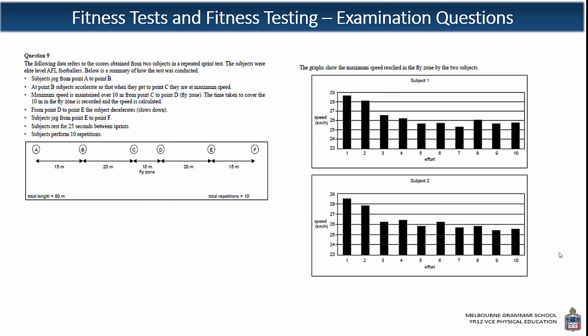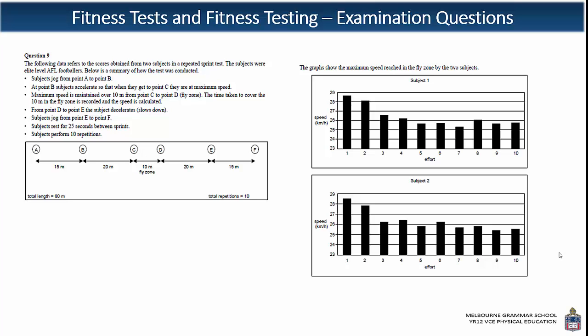What I want you to do now is pause the tutorial, and have a read of this question and look at the data, so that you can actually answer the question before we go through it. So have a pause of it, have a read of it, and then continue on with the tutorial.